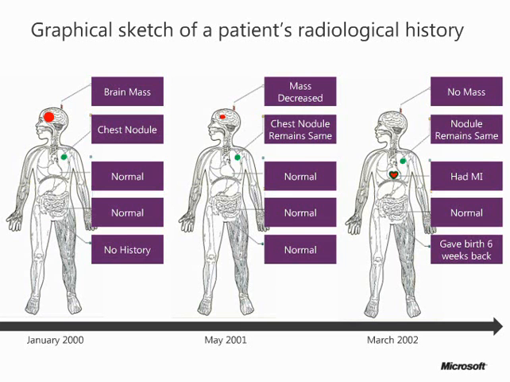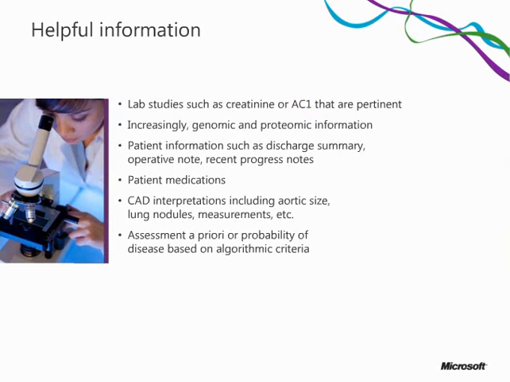And so what type of information do I want to have the system present to me? Well, I'd like to have lab studies such as creatinine or A1C that might be pertinent. Increasingly, I think 5, 10, 15 years from now, it won't only be for reading breast mammograms and looking for breast cancer, but we're going to increasingly want genomic and proteomic data for many different types of diagnoses. And we want those presented in an intelligent, easy-to-see way.